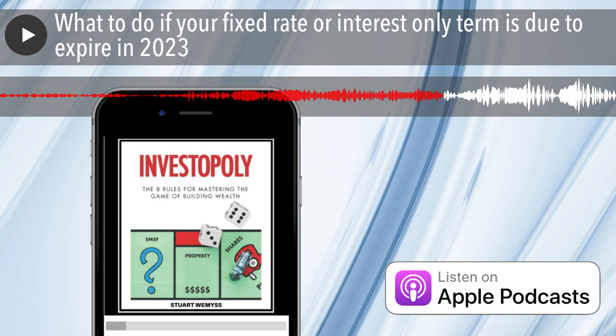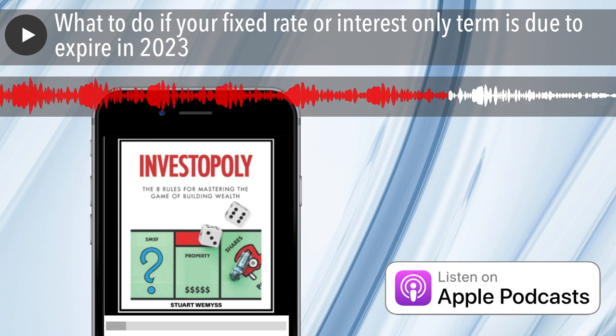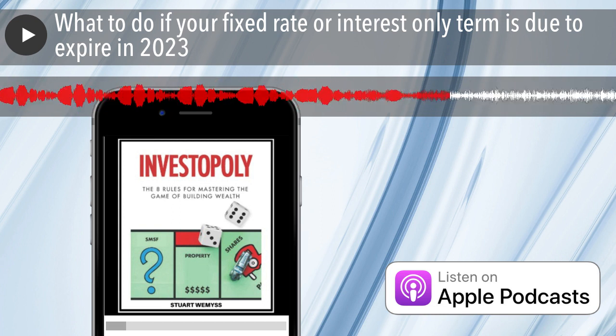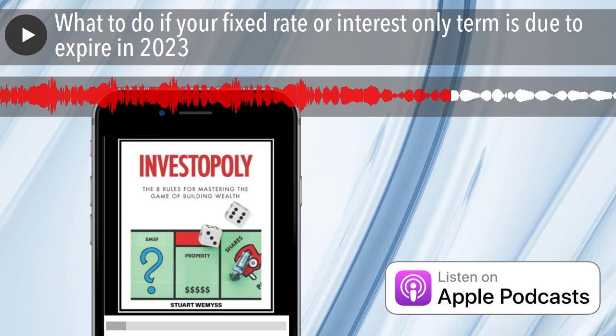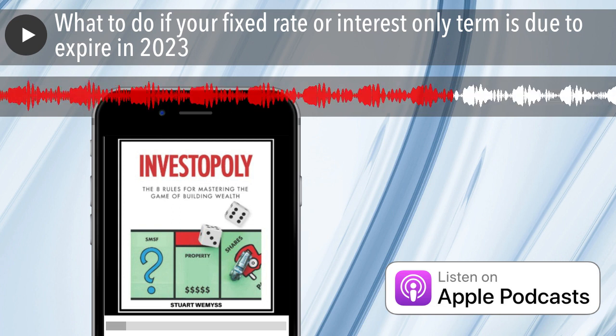Okay, so let's talk about the practicalities of doing this then. The first one is, when do you start? When do you start needing to think about this? I would say, unless you expect your circumstances to change, somewhere between 2 and 3 months in advance of your interest only or fixed rate term expiring.